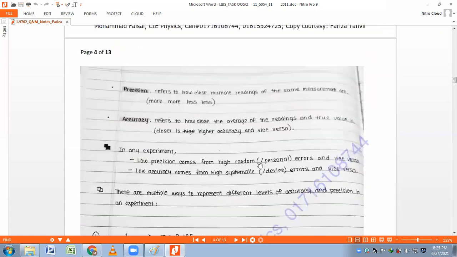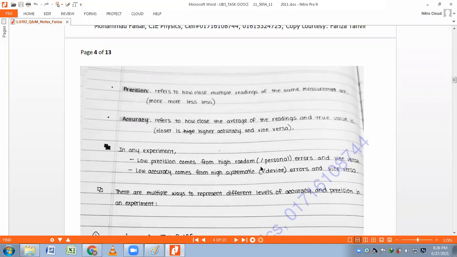Then we have these two topics, which are called precision and accuracy. These two terms in regular life we consider to be quite similar. But trust me on this one, they are not similar. They have individually different meanings for their purposes in physics. Precision refers to how close multiple readings of the same measurement are.